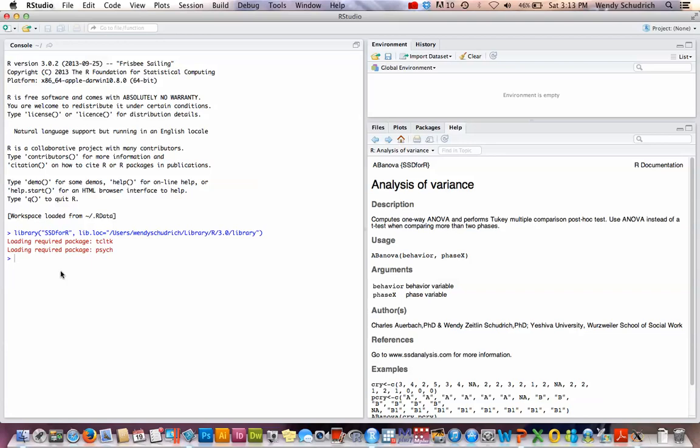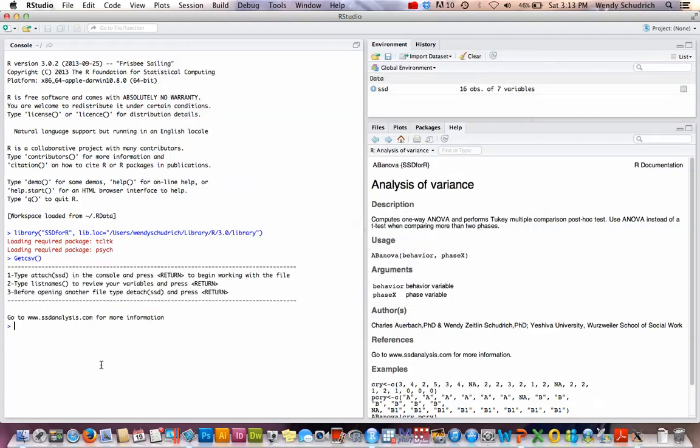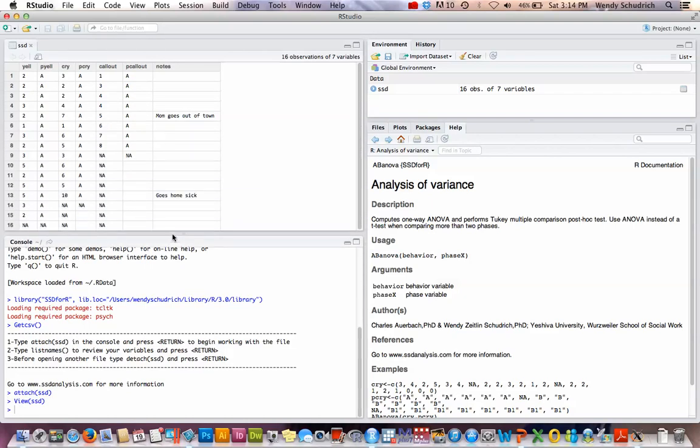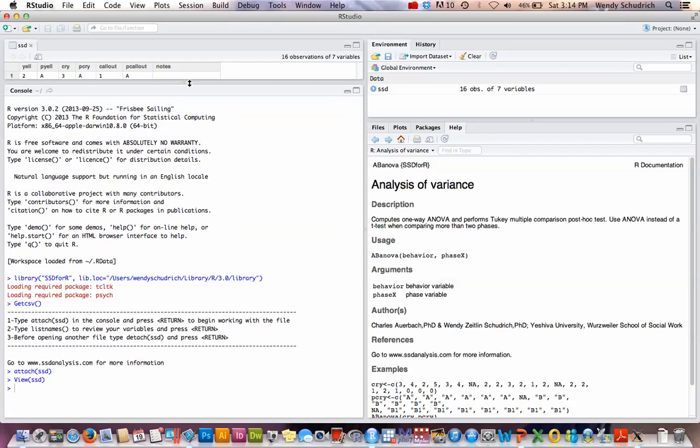Okay, so now the first function we're going to use is the get CSV file. We're going to bring in, or translate into R, the baseline data for Jenny. And notice there's a little bit of information that comes along with it, and he's going to attach the vector SSD, which the spreadsheet has been written into, and he's clicking on it on the right side of the screen, and on the left side of the screen you can see the spreadsheet, and that's exactly how it looked in Excel.